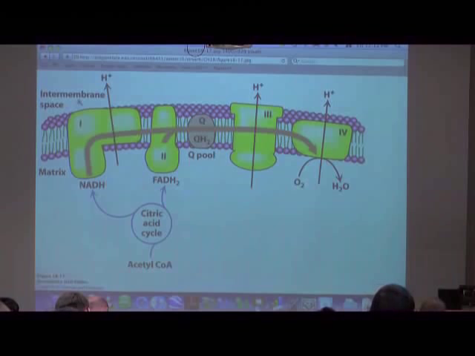That means that there has to be something, and I like to call it a traffic cop. This guy's a traffic cop. It accepts two electrons, and it passes them off one at a time.